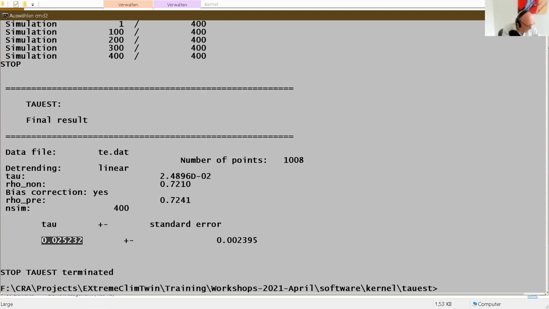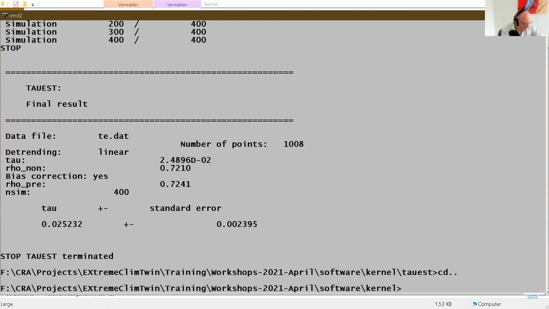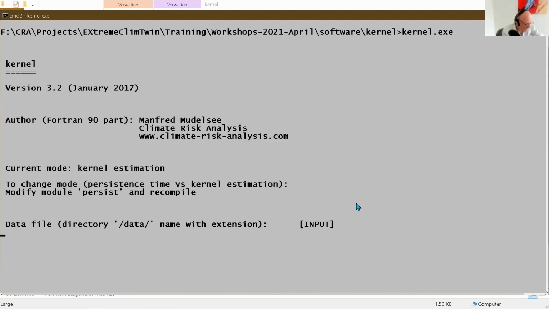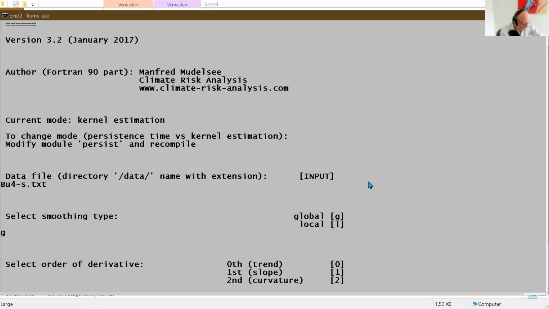So I will go back one folder below. I'm typing CLS for clear screen. Excuse me, I'm a bit accelerating; I have to stay in time. So I will now run the kernel software, auto-completion with tab, enter. Now I release again the same data file. Global smoothing, same now. We deal with the trend.